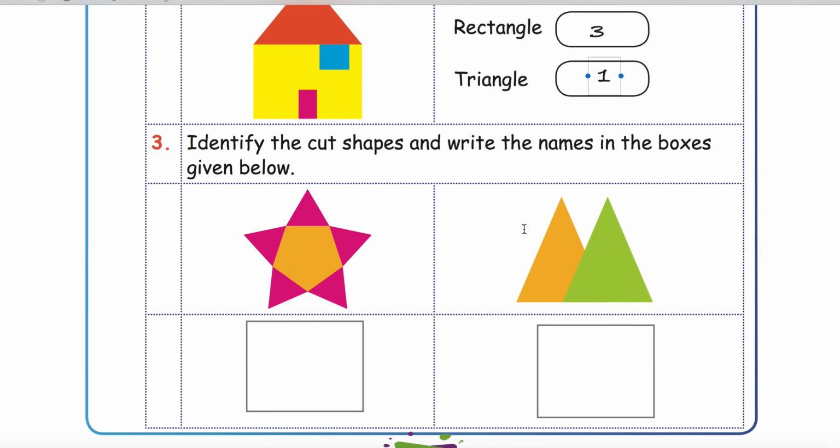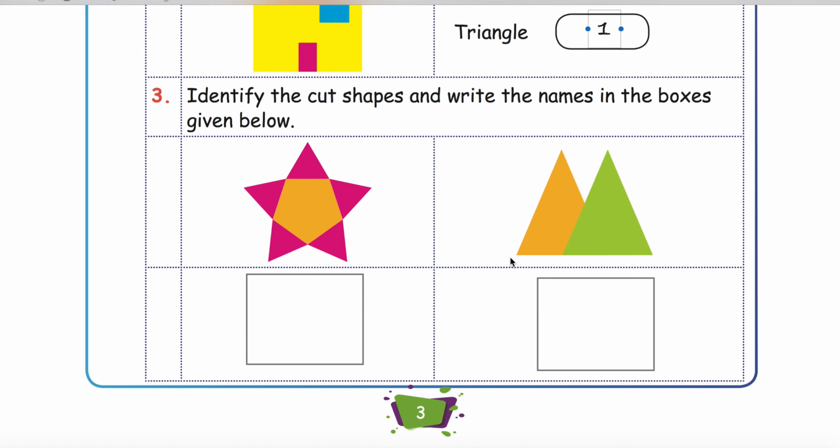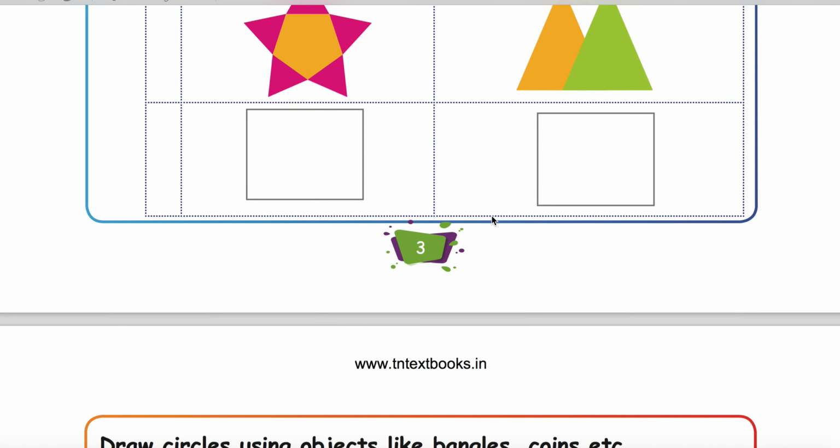Identify the cut shapes and write the names in the boxes given below. This is pentagon, right? Whichever is cut, that is pentagon. Okay, let's leave it here.